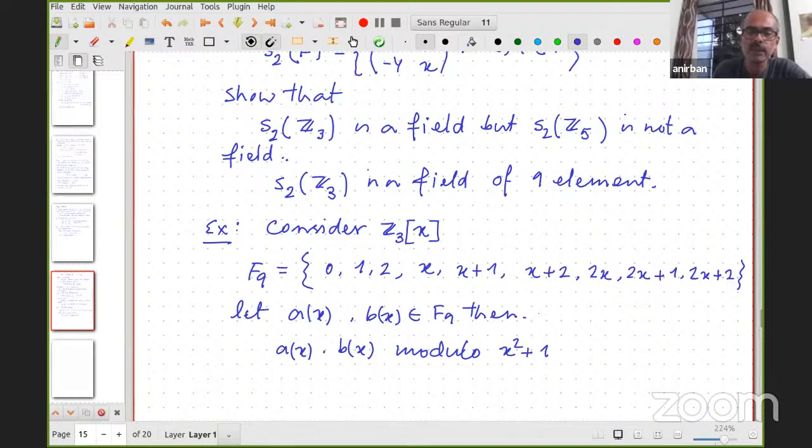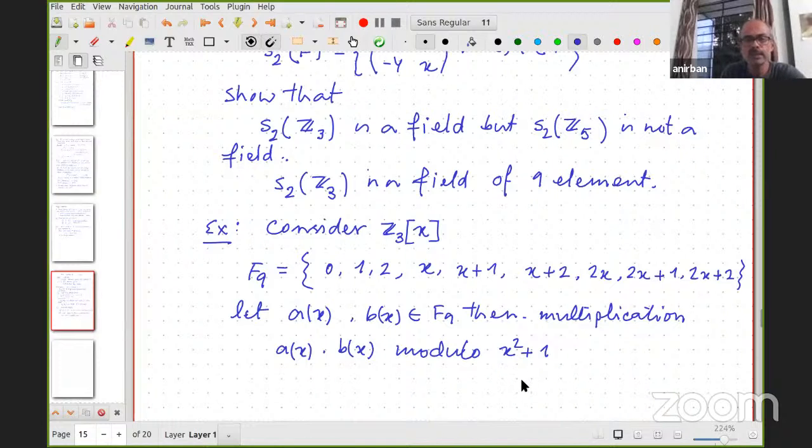So the multiplication. So two binary operations. First is addition. Addition is just simply addition of these polynomials. So whatever you get when you add those polynomials, that's the addition. And multiplication is the following: just multiply them and then read modulo x square plus 1. So this modular arithmetic with respect to polynomial is just same as modular arithmetic with respect to integers.